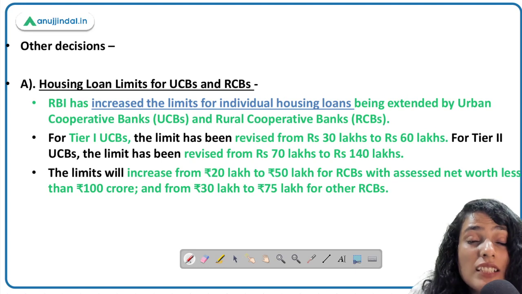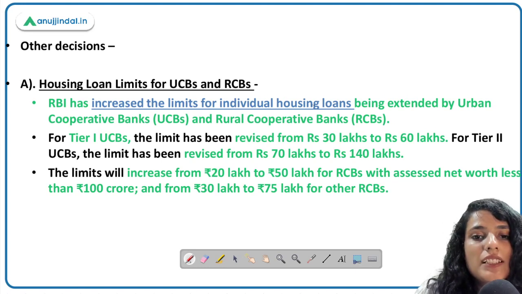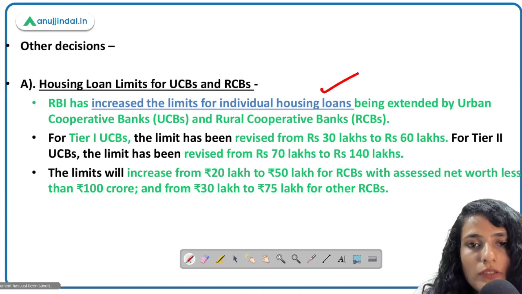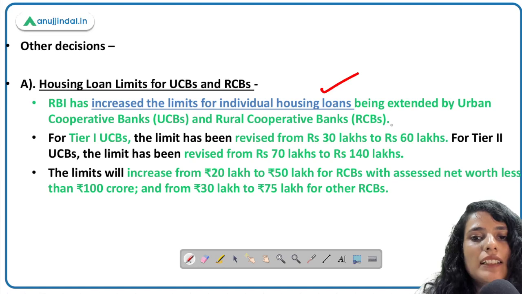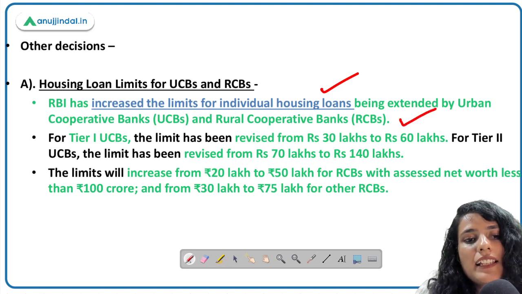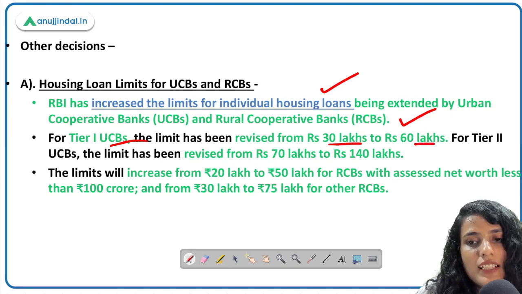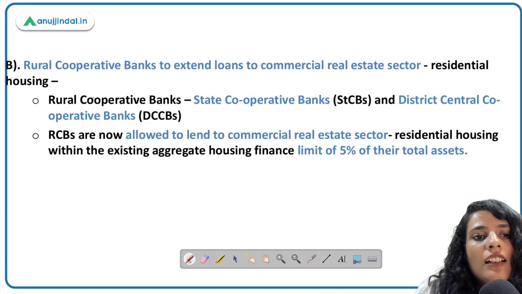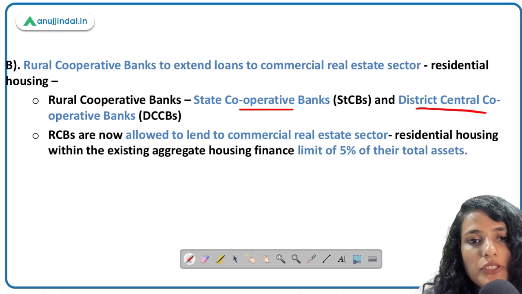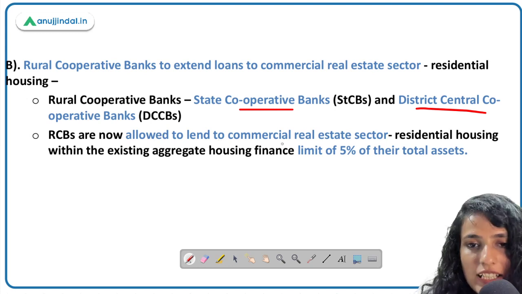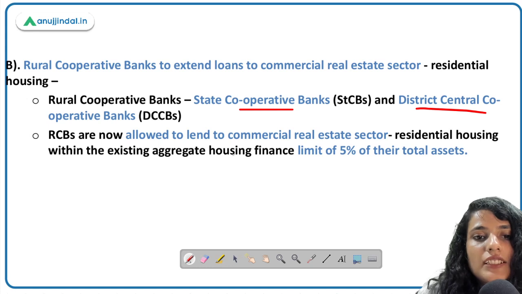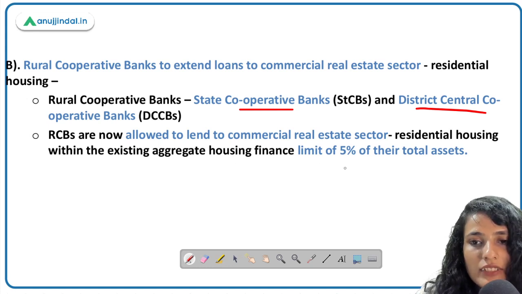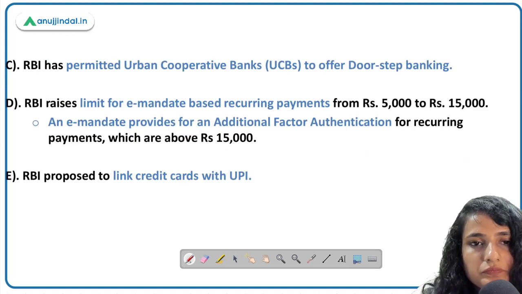What were the main decisions taken by the bi-monthly Monetary Policy Committee is to increase the limit for individual housing loans that is forwarded by rural cooperative banks and urban cooperative banks. Of course the limit for Tier 1 has been revised from 30 lakh to rupees 60 lakh. Tier 2 has been revised from 70 to 140 lakhs. Okay, so all these facts are there. Rural cooperative banks have extended loans to the commercial real estate sector. State cooperative banks and district central cooperative banks are some of the rural cooperative banks. RCBs are now allowed to extend commercial real estate sector and residential housing finance within the aggregate housing finance limit of 5% of their total assets.